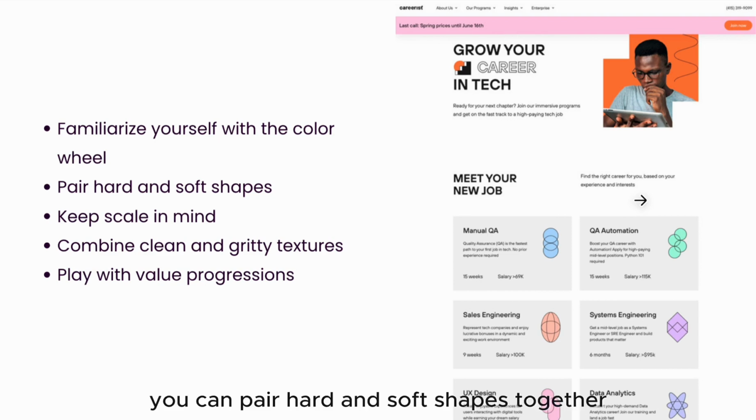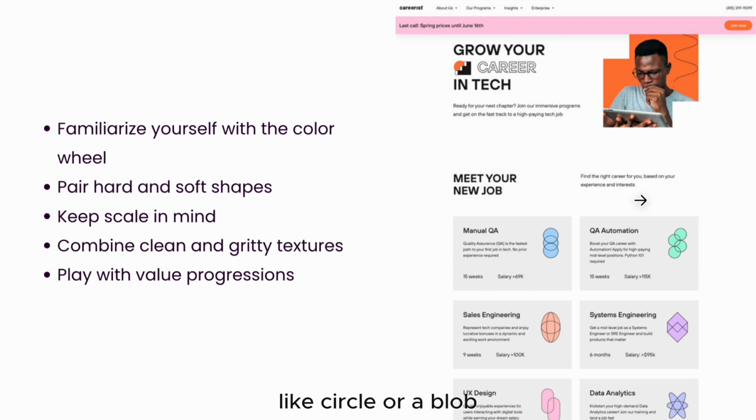You can pair hard and soft shapes together. Hard shapes are squares, rectangles, those that have sharp edges, and then you can pair them with soft shapes like a circle or a blob, which is an organic shape.